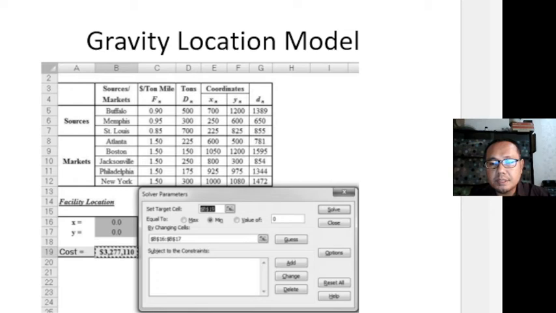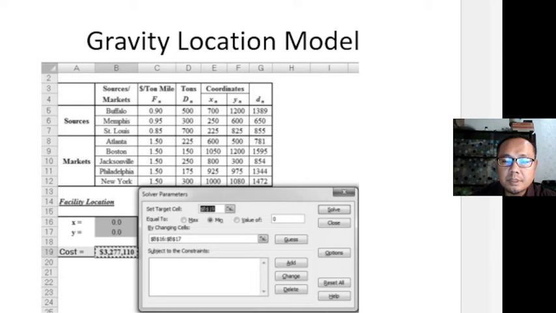The optimal solution is written in cells B16 and B17 to be 681 and 882 respectively. Okay. And then the manager identifies the coordinates x and y, that means 681 and 882, as the location of the factory that minimizes cost.